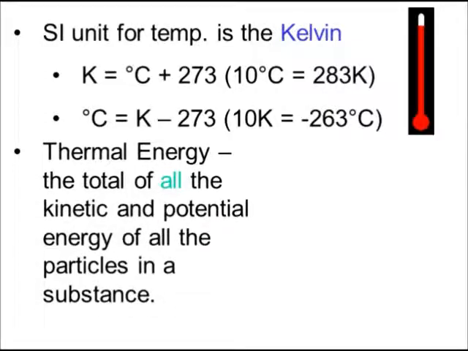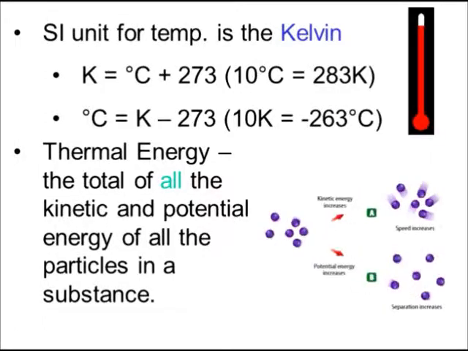Thermal energy is the total of all the kinetic and potential energy of all the particles in the substance. So how much energy does it have kinetically and potentially, and how can they be turned into the energy that we're looking at? So there you go. As kinetic energy increases, potential energy increases, so you get the separation of those molecules.